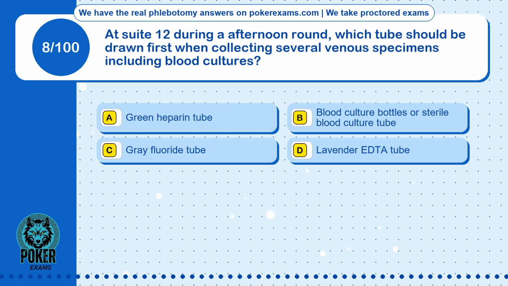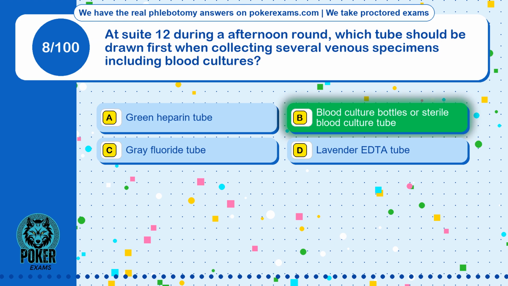Question 8. At Suite 12 during an afternoon round, which tube should be drawn first when collecting several venous specimens including blood cultures? Option A. Green heparin tube. Option B. Blood culture bottles or sterile blood culture tube. Option C. Gray fluoride tube. Option D. Lavender EDTA tube.